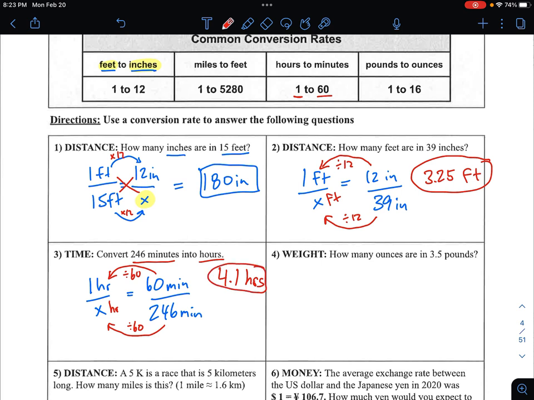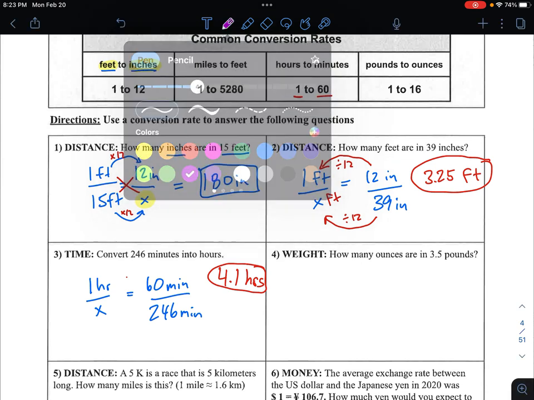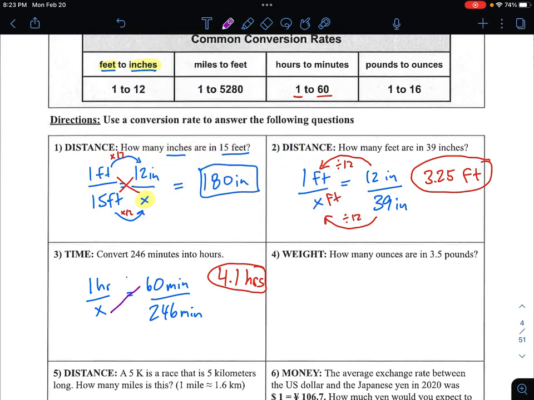For those of you who are kind of confused with this arrow thingy, I'm going to show you cross products real quick. So how could I have done this with cross products? I personally really like cross products. Cross products means you just multiply the things diagonal from each other. So that's x times 60, which gets us 60x. And that's equal to 1 times 246, which is 246. To solve this equation, we draw that wall down the middle, and then ask, how do I figure out what x is? 60 times x. Oh, well, I need to divide both sides by 60.